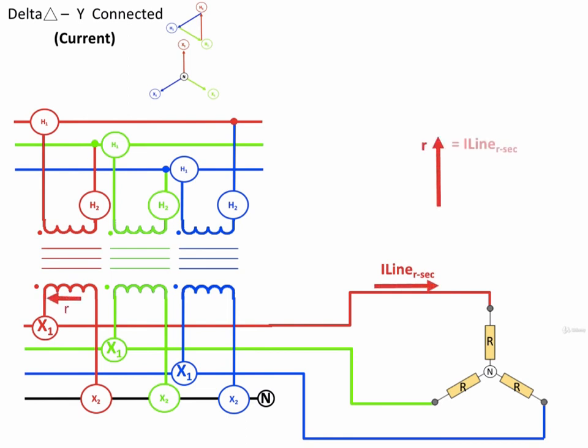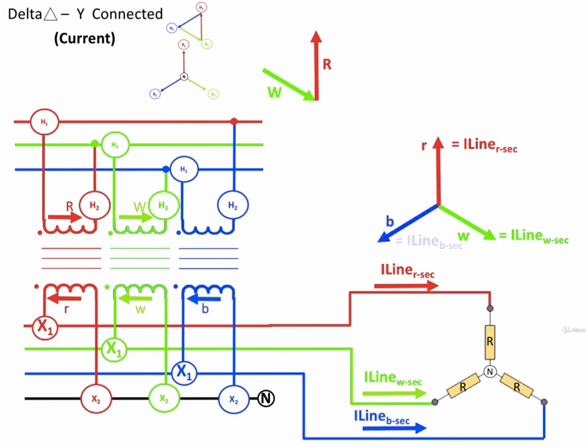I'm going to designate the current flowing in the secondary red phase as I line with a subscript R-sec or secondary. And that is the same current because of the Y connection on the secondary as the current that is flowing in the secondary red phase winding of the transformer. And because it's magnetically linked with the primary side, it is in phase with the current flowing in the primary winding of the transformer.